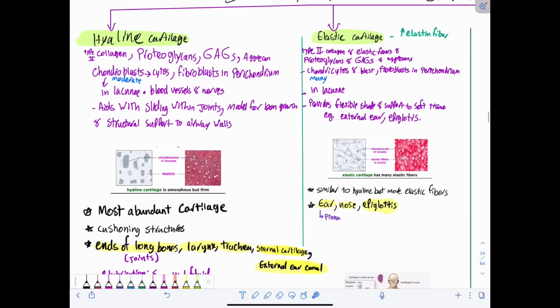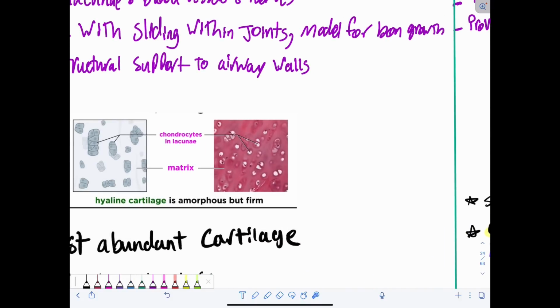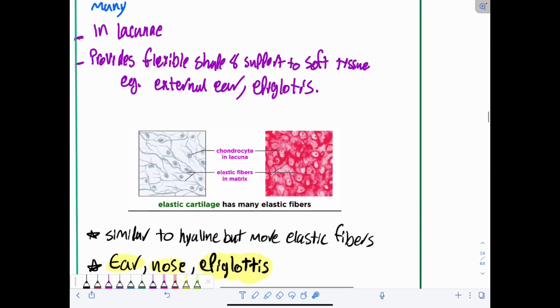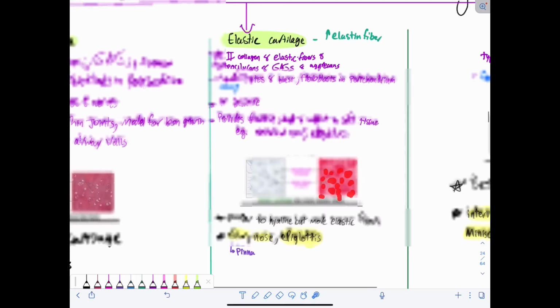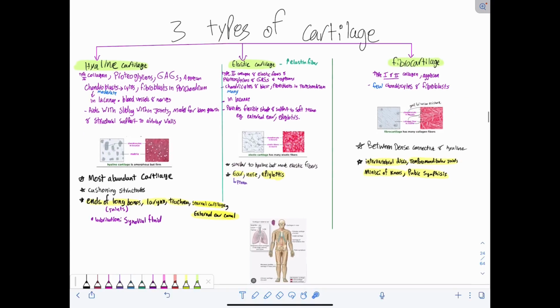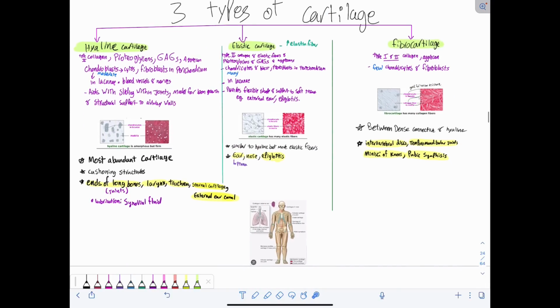Hyaline cartilage, if you look at it under the microscope, of course you can't tell based off of the matrix, but if you look at the lacunae, where the chondrocytes sit, it has a decent amount. Now, look at the elastic cartilage. It's blown up with all these lacunae, right? So you have elastic cartilage in the ear, nose, and epiglottis. When I say ear, I don't mean the whole ear. I just mean the part that's sticking out, the pinna, the back of the ear that you can fold downwards.